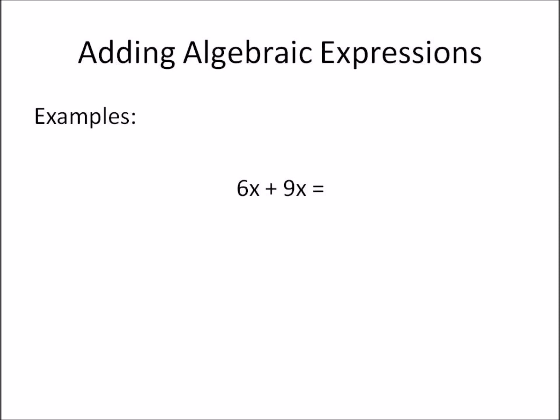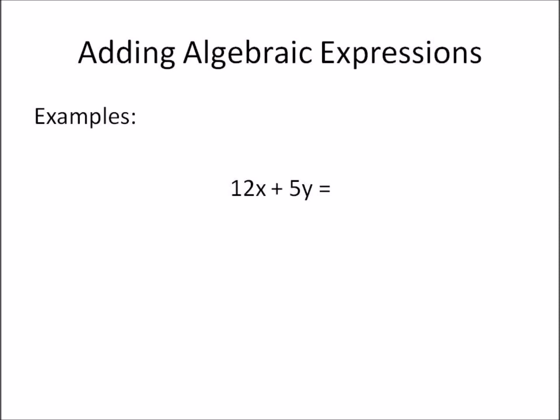Now let's do an example: 6x plus 9x, right? So it is a like term, all the terms are like. You can go ahead and add, and the answer is simply 15x. You just add 6 plus 9, which is 15, and you put the x there. Another example: 10x to the power of 3 plus 3x to the power of 3. The terms are like, so you can simply add the numbers. 10 plus 3 gives you 13, x to the power of 3. That's your answer.